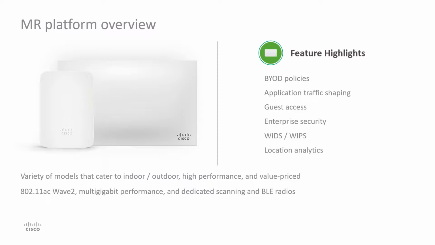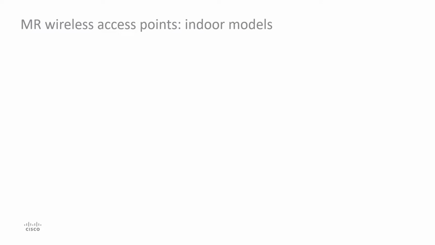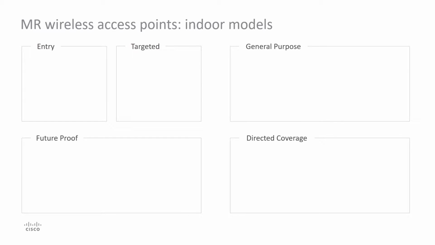of the MR products. Cisco Meraki MR indoor access points are classified into several groups: entry-level, targeted, general purpose, future-proof, and directed coverage. These access points are designed for next-generation deployment in offices, schools, hospitals, shops, and hotels, and offer performance, security, and simple management. All indoor Meraki MR access points support the 802.11ac Wave 2 standard.